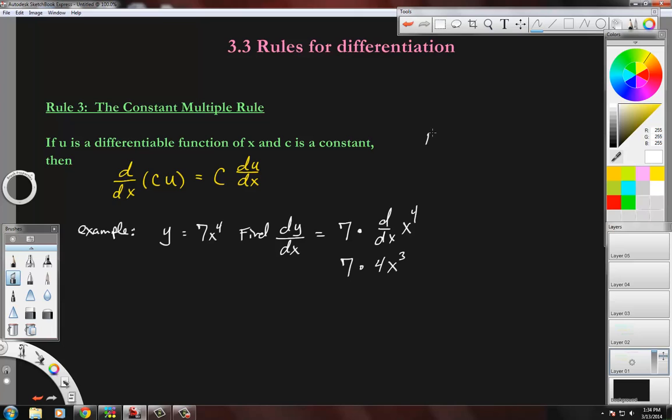And if you're like, what's the power rule? Remember, it's of course this right here for any function that's x to the n. So you would put the 4 down front and subtract 1 off that, making that. So this winds up being 7 times 4, which is 28 x to the third. That is the constant multiple rule in action there.